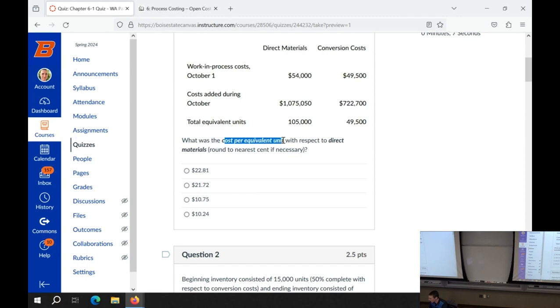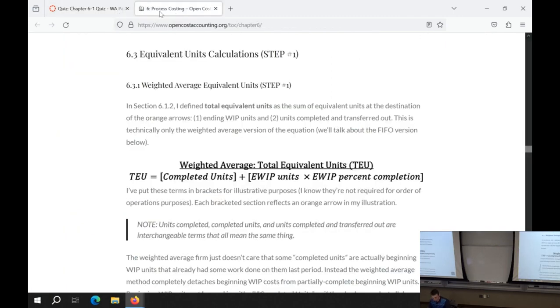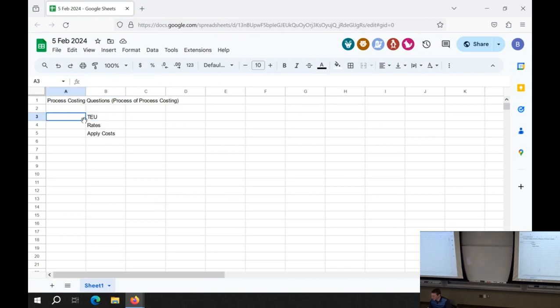The cost per equivalent unit with respect to direct materials. All right, so I put 1 and 2 together here. So this is weighted average method. We have 6-1, 6-1. So I say these first 2 steps, we're going to cover that in this week's quiz. And then 6-2, we talk about applying the costs.